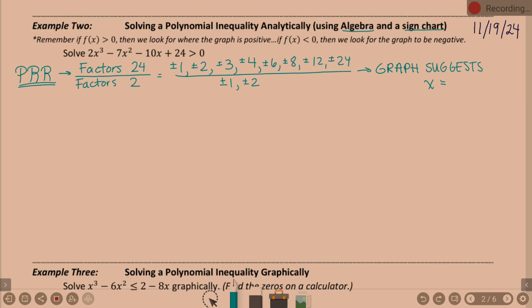So, put in the graph, see what the graph suggests. Negative 2 and 4 should be obvious, and then 3/2 is kind of the... Yeah, well, I guess so at this point.